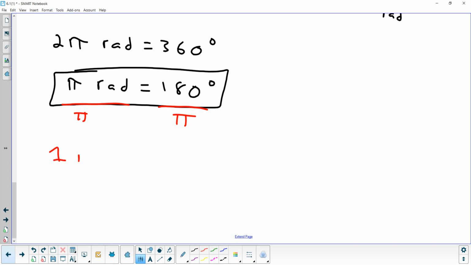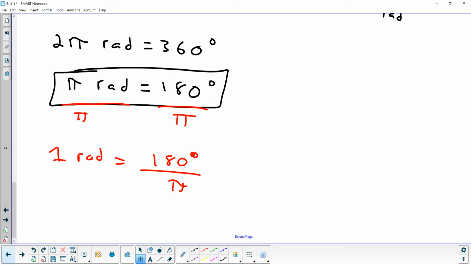Now we have 1 radian equals 180 over pi degrees. So you could figure out what that is if you wanted. 180 divided by 3.14, that's about what 1 radian is. I don't really care what 1 radian is. That's not why I did that. The reason I did that is because I want to look at a pattern.